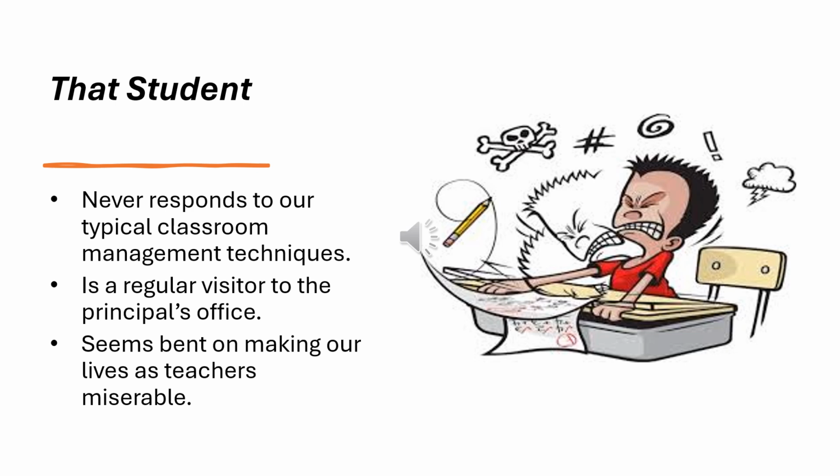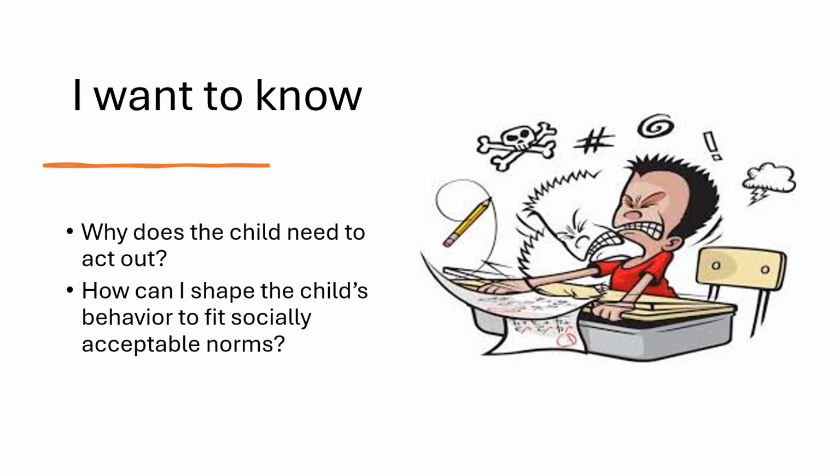We all know that student, the one who never responds to our typical classroom management techniques, the one who is a regular visitor to the principal's office, the one who seems bent on making our lives as teachers miserable. I want to know, why does a child need to act out? How can I shape the child's behavior to fit socially acceptable norms?